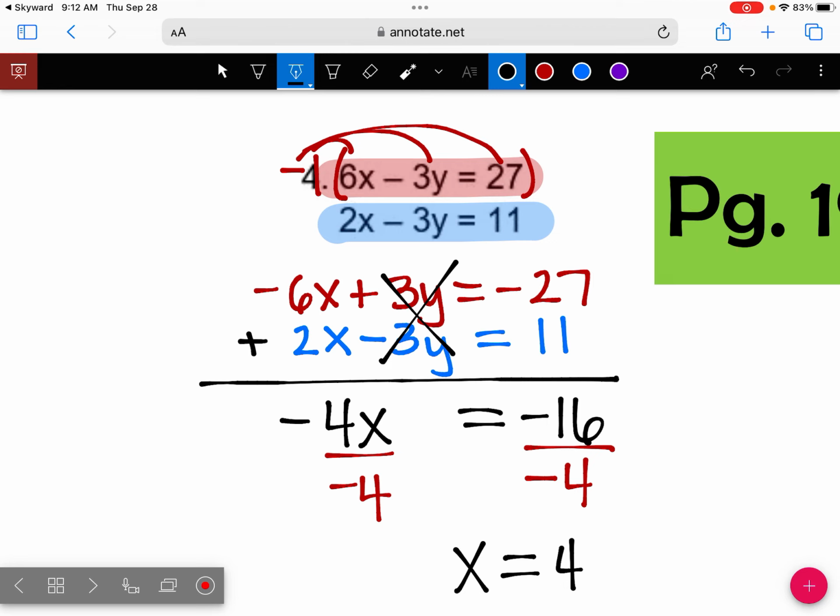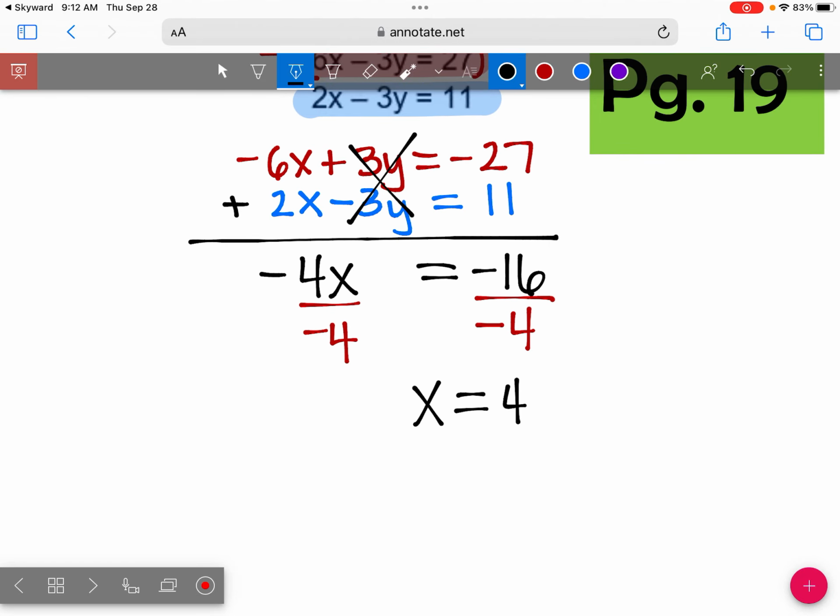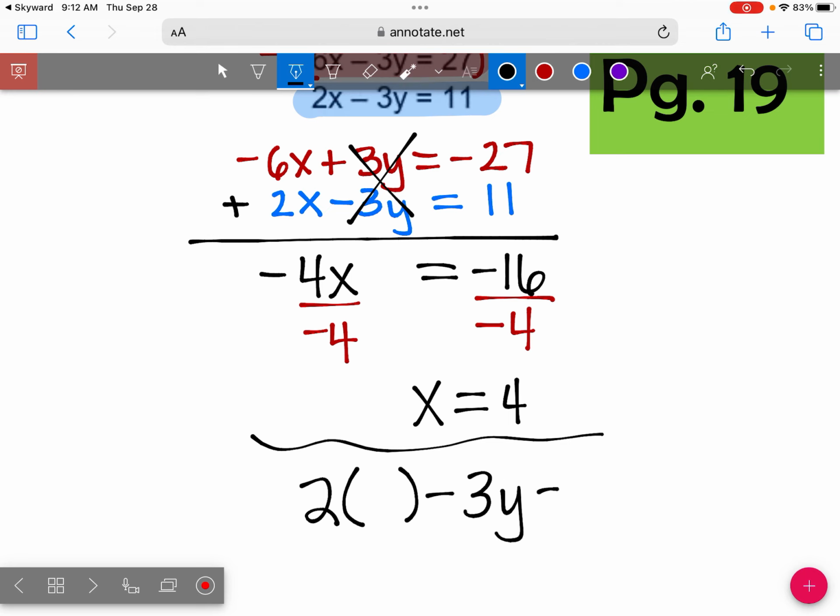So now we need to figure out what equation we want to use to find y. So we want to use the pink one or the blue one. So raise your hand if you want to use pink. Who says the blue? All right, let's use the blue. So that equation said 2x, but I know what x is now, minus 3y equals 11. Substitute in that 4 and solve it for y.